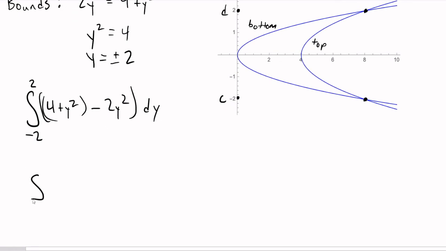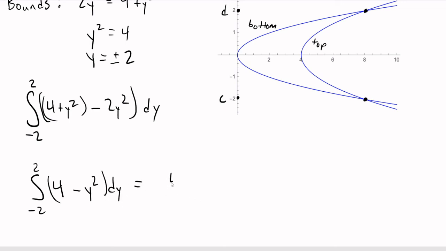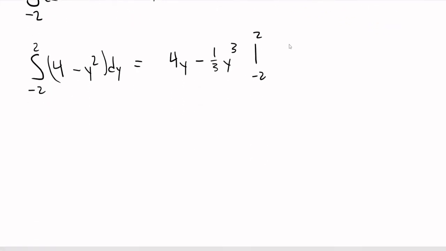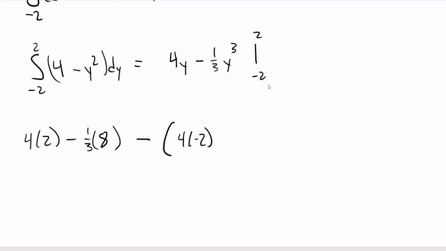So that's the integral from -2 to 2. Let's do some combination here: 4 minus y squared dy. That's going to be 4y minus 1/3 y cubed, and we're going to evaluate that from -2 to 2. Let's plug in the 2. We get 4 times 2 minus 1/3 times 8, minus, now let's plug in -2: 4 times -2 minus 1/3 times -2 cubed.